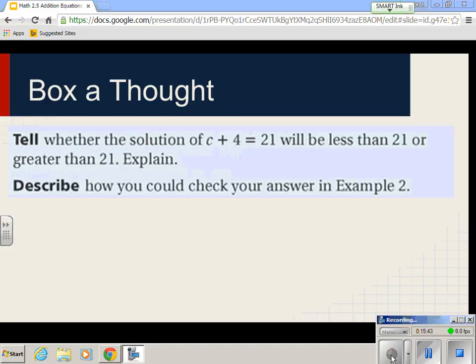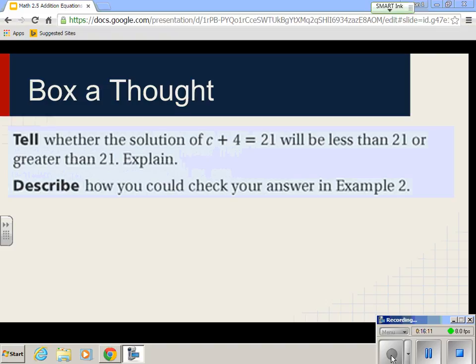All right, you've made it to your box of thought. Congratulations. You should be proud of yourself. So go ahead and solve these two and then box it off. The first one says, tell whether the solution of c plus 4 equals 21 will be less than 21 or greater than. So it's trying to say, is the number that you're going to put in for c going to be larger than 21 or smaller than 21? Explain your answer. Basically saying if you understand inverse operation here.